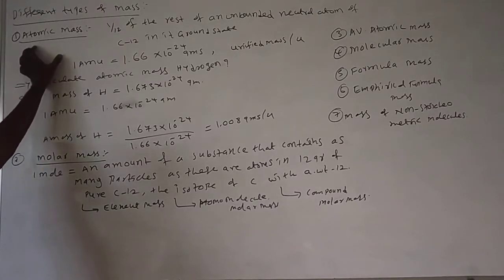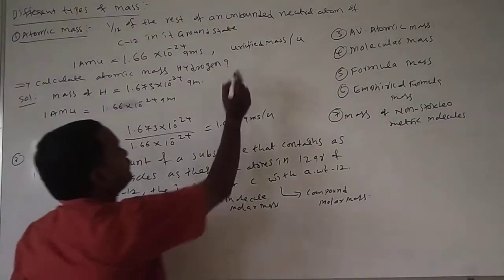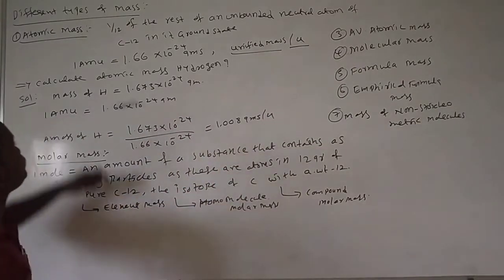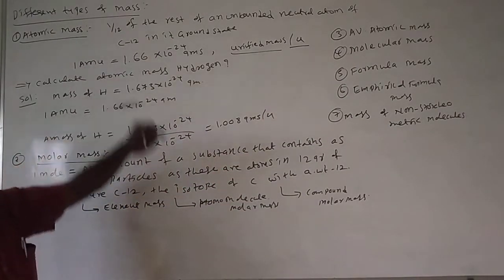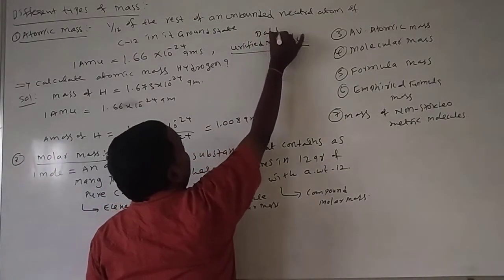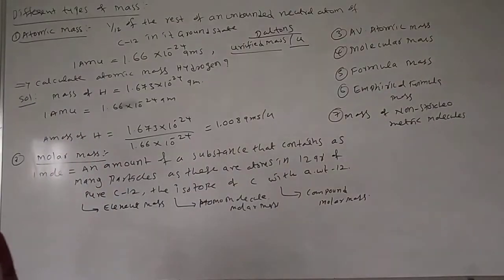Atomic mass is measured in units, called unified mass, indicated with u. Sometimes it is expressed in Daltons. That's why we also indicate atomic mass with Daltons. Daltons are also one of the units.